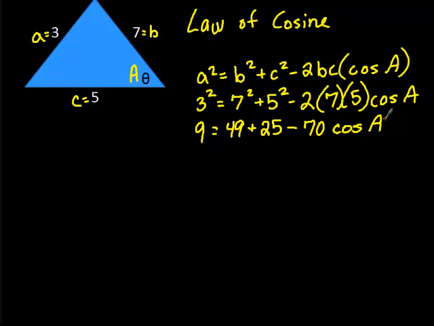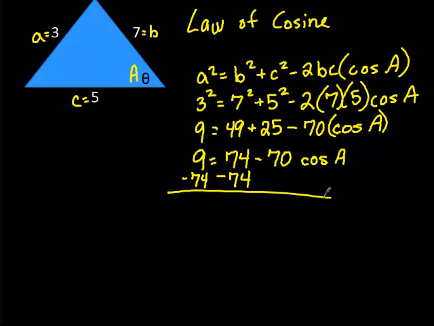Now we want to go through the next step and combine like terms. So the 9 stays as it is. We have 49 plus 25. Those are the only terms we can combine together at this point. If you're wondering why, it's because the 70 is 70 times the cosine of A. We can't combine this negative 70 with the 74 at this point. We have to do some other math first to get this negative 70 cosine of A by itself. So we have 9 equals 74 minus 70 cosine of A. Now, we want to get this cosine of A by itself so we can find out capital A. That means we have to remove this 74 from both sides first.